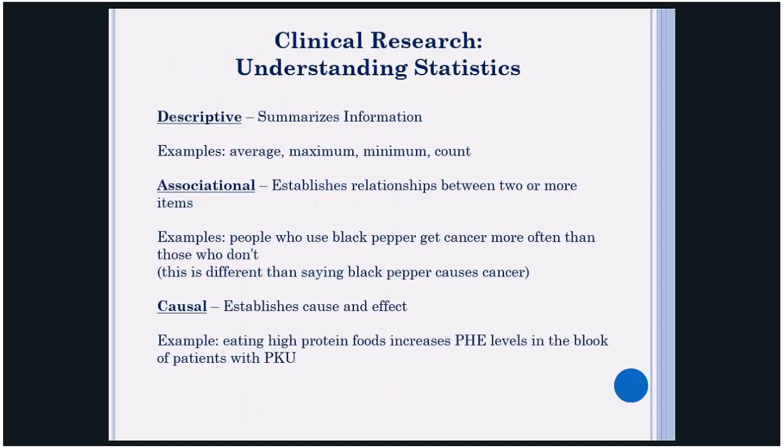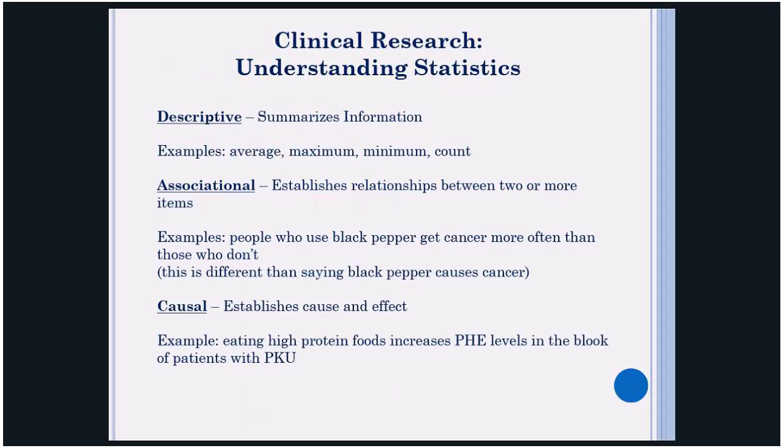There are different types of statistics that people use in research. Descriptive summarizes information. Examples of this might be average, maximum, minimum, a count. It tells you about it. Associational is research that establishes a relationship between two or more items. Here's an example. People who use black pepper get cancer more often than those who don't. This might be true, but the important thing to realize is that this is different than saying that black pepper causes the cancer. So that's an area where we have to be careful with statistics and how we use them.